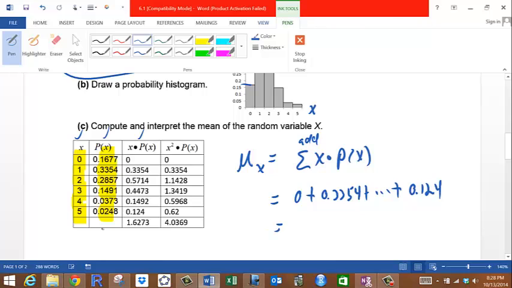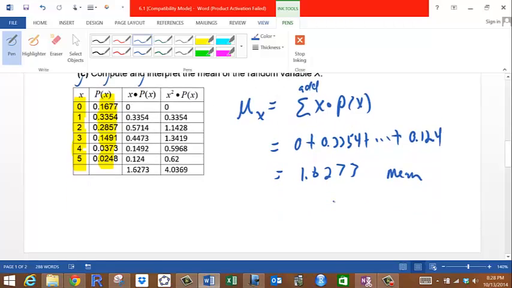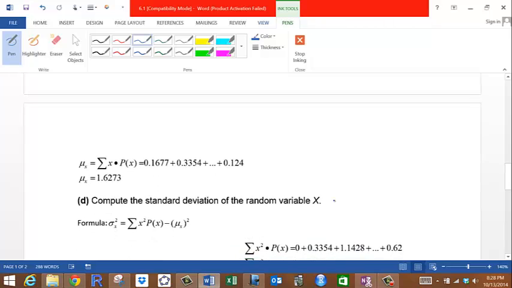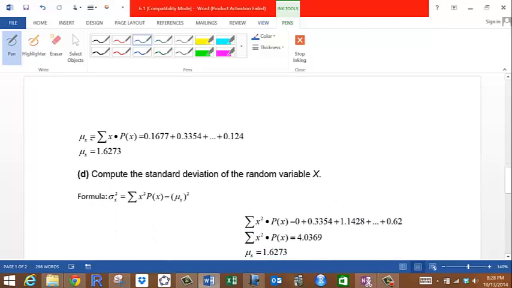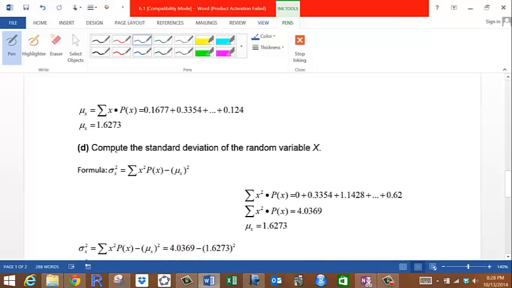We take the sum of that and we get 1.6273. And that's the mean. This is the mean of a discrete random variable. All right, so now the variance. I've actually done that right here. This mu of x is equal to the sum of x times p of x. So you just add those up, you get the mean.